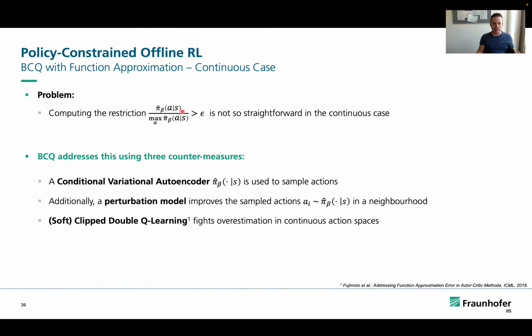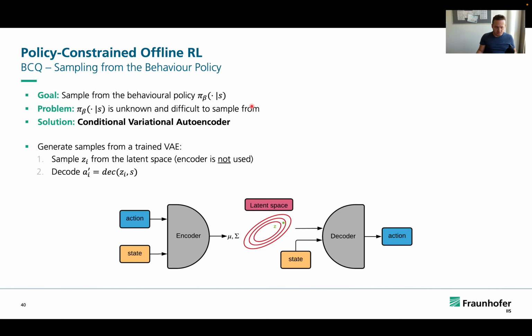in a high-dimensional state space. What we could count in the discrete space, we cannot really count in the continuous space. And this is what we want to counteract with the CVAE. The CVAE gives us something like a density, an idea of how likely the behavioral policy is to choose an action given a certain state. So pi beta of S is unknown and difficult to sample from, and they use a conditional variational autoencoder.